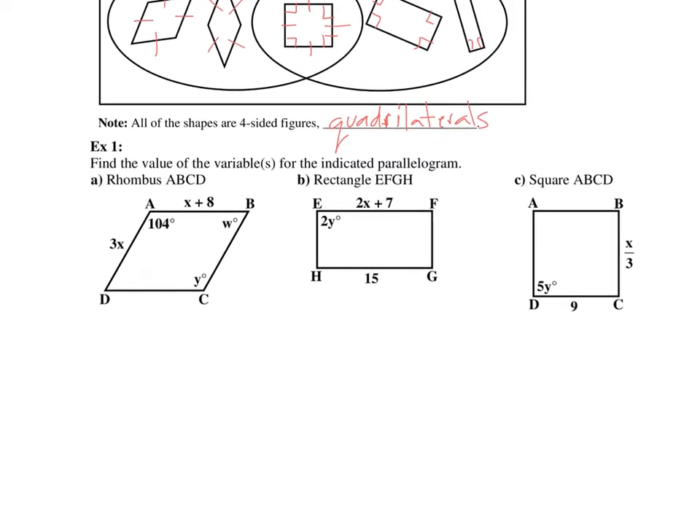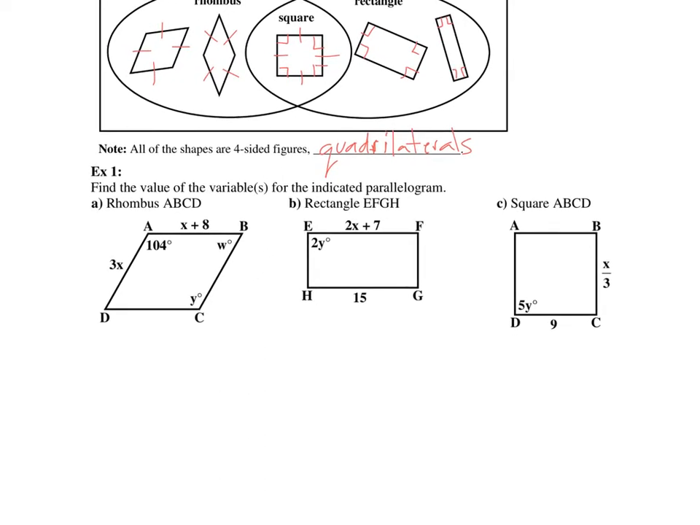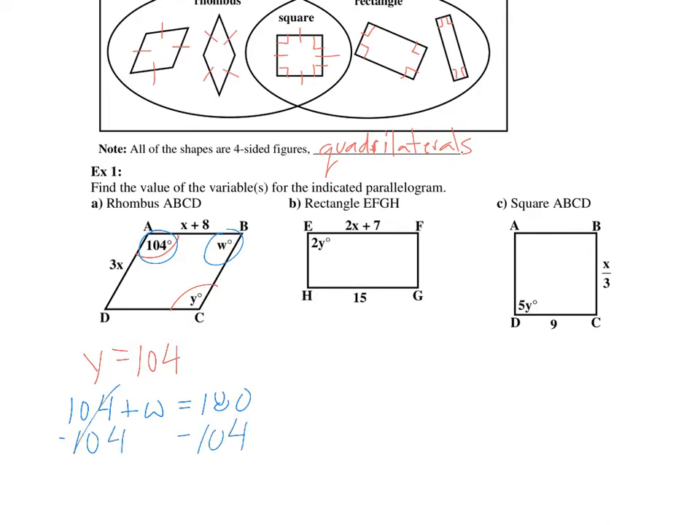Okay. All right, so for example 1, find the value of the variable or variables for the indicated parallelogram. All right, part A, it's telling us that we have a rhombus here. And we know a rhombus is a parallelogram. Okay, so let's see, what do we have to work with here? I know the opposite angles are the same, so y is equal to 104. I know that these angles add up to 180, so 104 plus w is equal to 180. Subtract 104, and I have w is equal to 76.